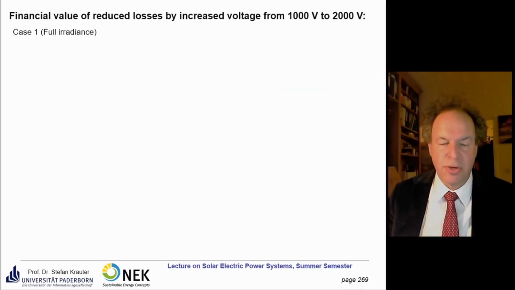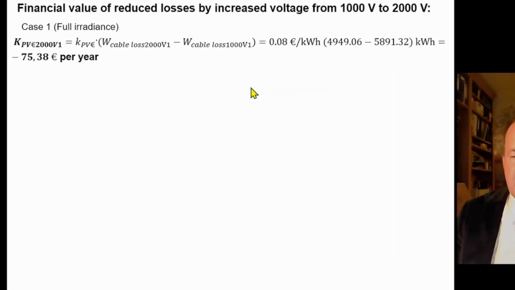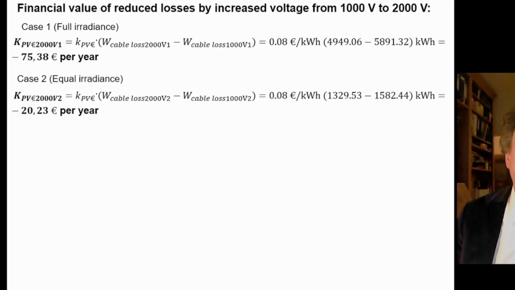For 2000 volts, same procedure. Then we arrive at 75.38 euro per year of benefit for the full irradiance calculation. And if we take an equalized irradiance during the year, we would have 20.32 euro per year only.